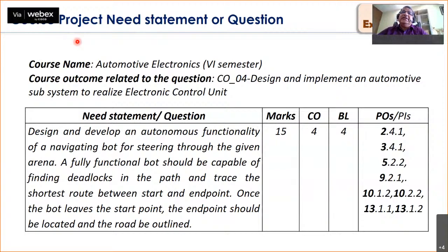test 1, then 30 marks for a course project. What type of question or problem statement can you use? Design and develop an autonomous functionality of a navigating bot for steering through the given arena. So many times you can also select questions from the Smart India Hackathon. Many ministries are giving questions.